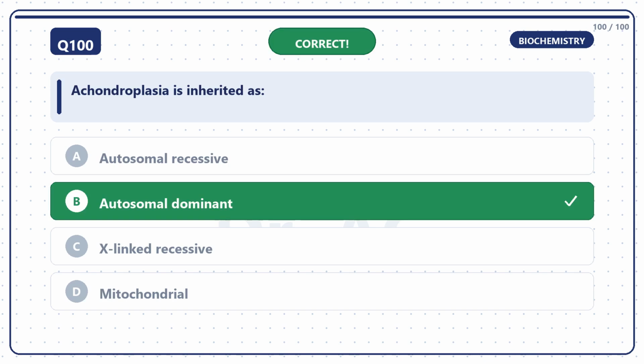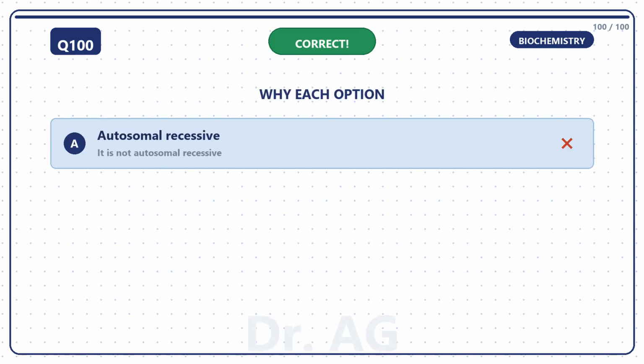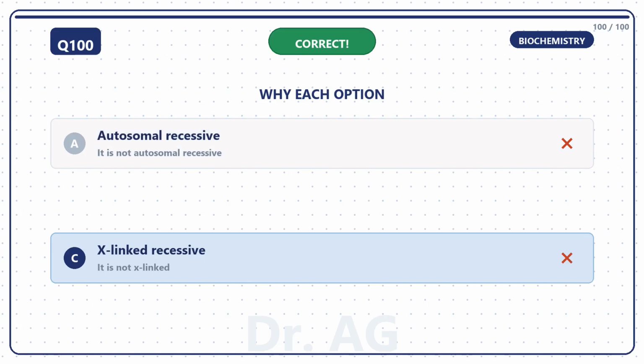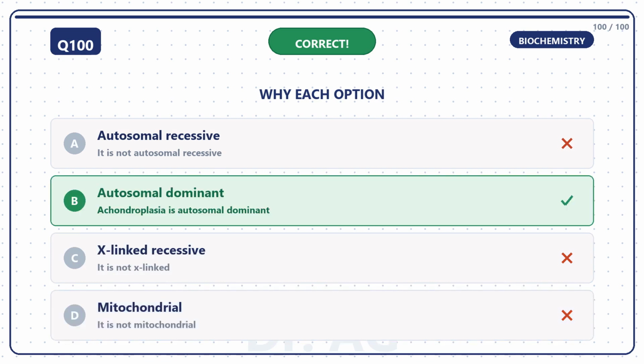Autosomal dominant. Let's go through the options. Autosomal recessive: it is not autosomal recessive. X-linked recessive: it is not X-linked. Mitochondrial: it is not mitochondrial. And the correct answer is autosomal dominant. Achondroplasia is autosomal dominant. So, the right answer is option B. Autosomal dominant.